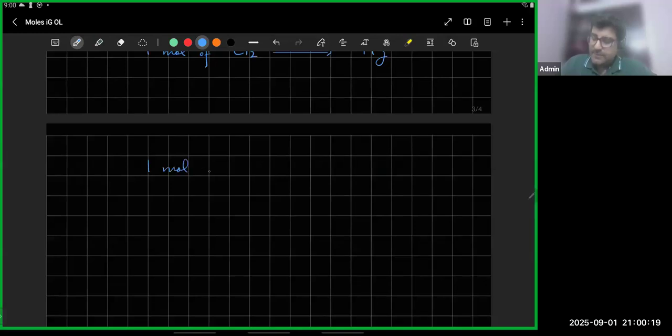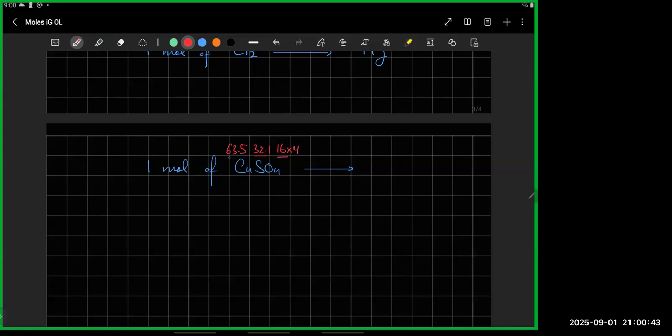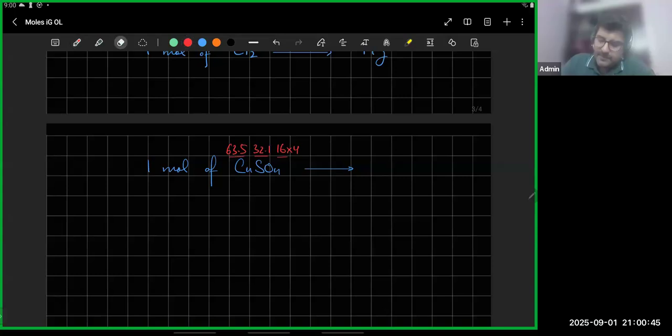if I have 1 mole of copper sulfate, now copper sulfate are blue crystals, and they're going to have a different mass. So copper is, I think that's 63.5 in the periodic table. Sulfur is 32.1, and oxygen is 16, and times 4 because there are four oxygens, right? The copper is 64.